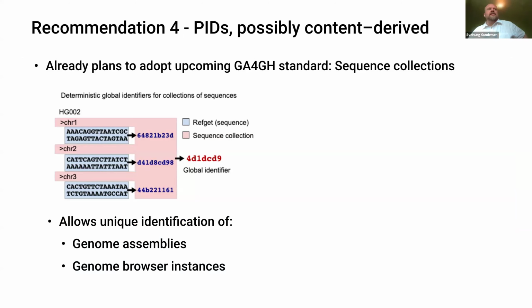Is that possible? The idea is based on a related working group or standard coming from the Global Alliance for Genomics and Health, which is now producing a standard called sequence collections, and Nathan, who's a co-chair of this group, is also the leader of that working group. And basically that is about providing identifiers for the genome sequence, which Tom Brown also mentioned was a need. That is content-derived. So if you have the actual sequence, you can then generate an identifier from that.